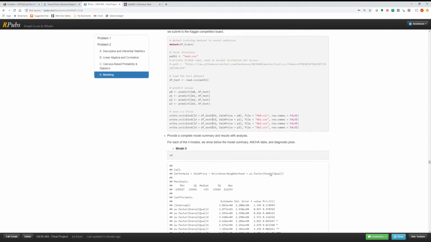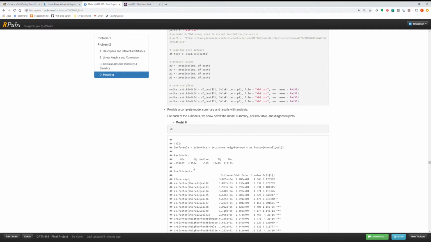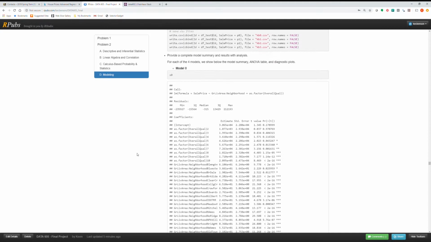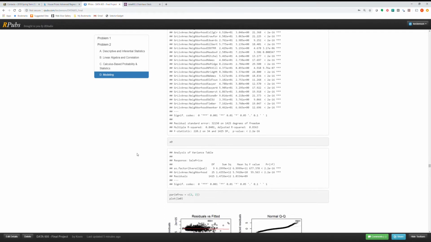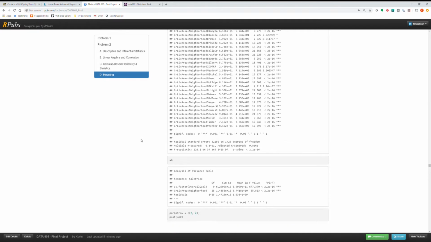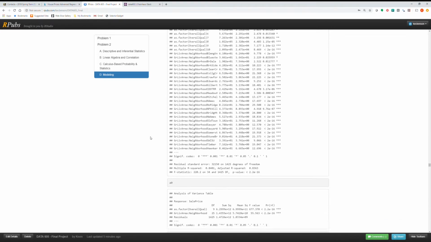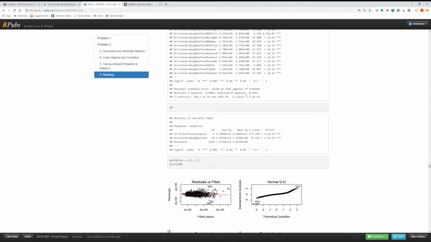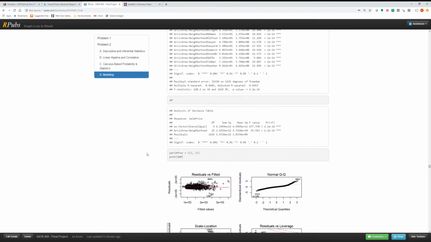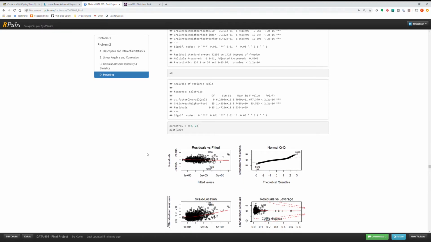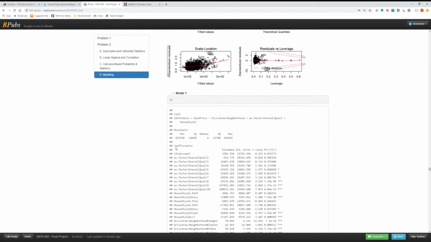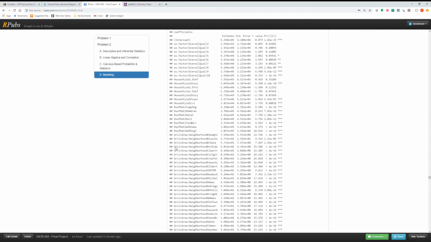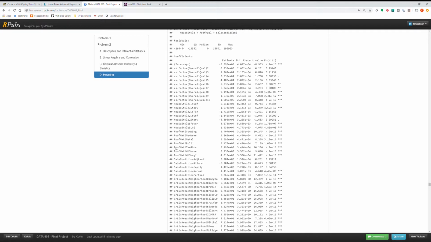In the next section, we're asked to provide model summary and results. For each one of the models, I printed out the model summary showing significance tests and p-values for the coefficients, as well as an overall adjusted R squared. There's also an ANOVA table, as well as diagnostic plots. I'll just review the output for Model 3.